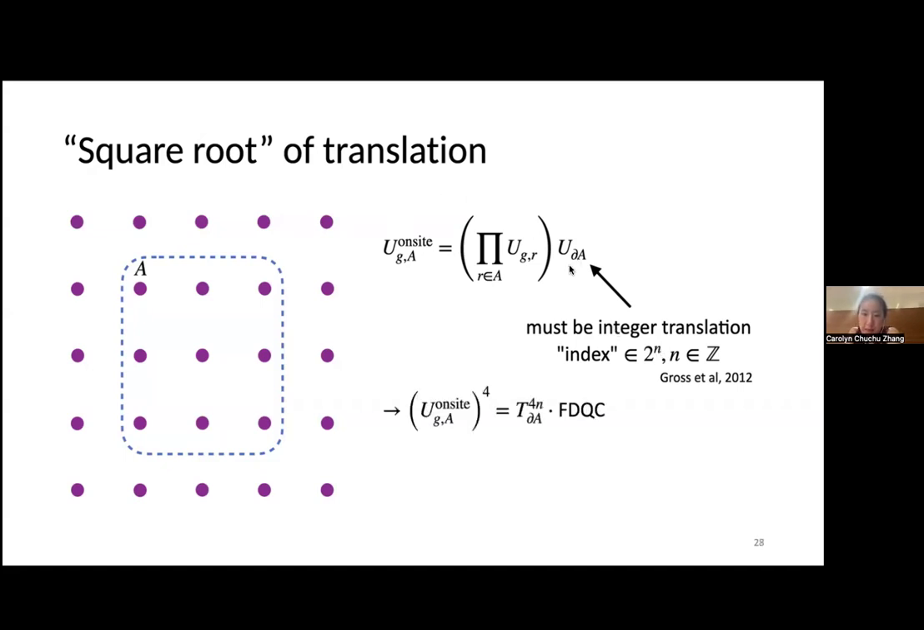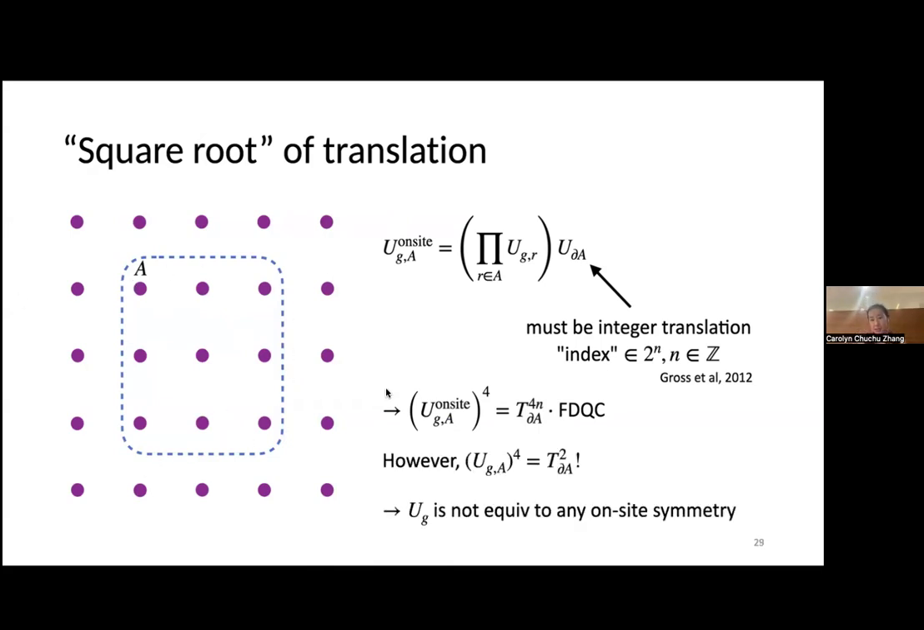So what that means is that if you take U_G,A to the 4, where this is an on-site symmetry, then that will always come with a fourth power of translation up to some finite depth circuit on the boundary. So this will look like identity in the bulk, and it will look like identity outside of this region A. And along the boundary, it can be a translation to the fourth power times some finite depth quantum circuit along the boundary.